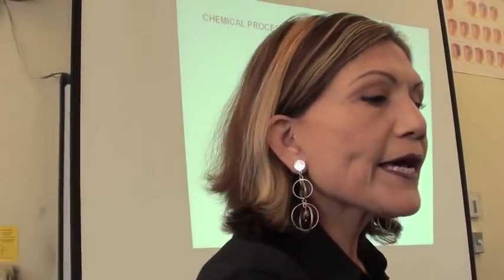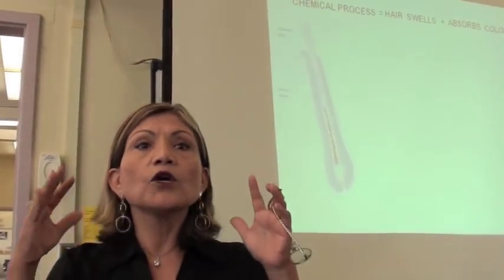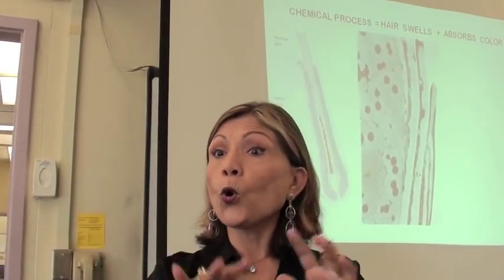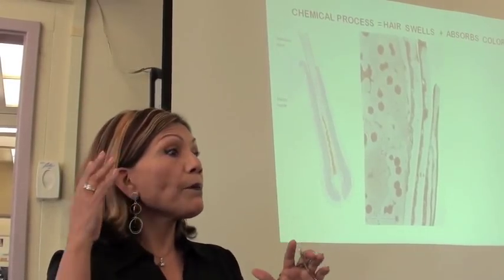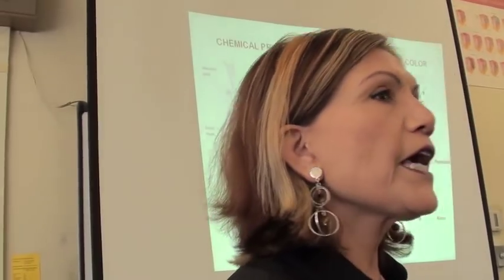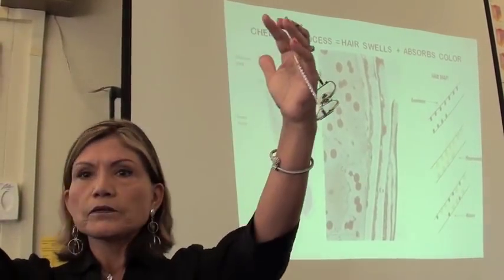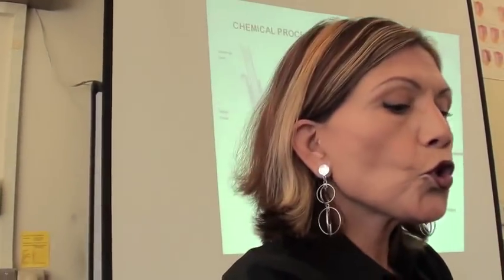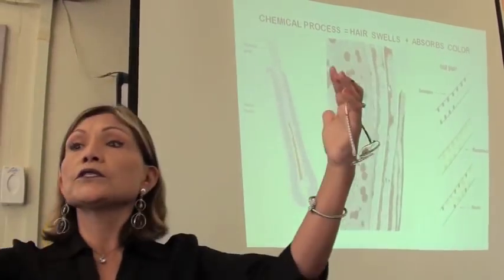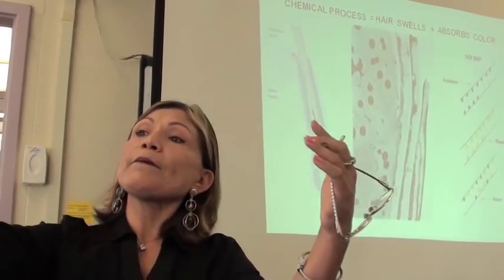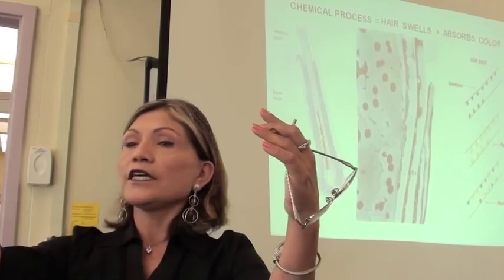When we apply a chemical on the hair, we destroy the proteins, we destroy all the goodies, the oils on the hair. So when we apply the chemical on the hair, the first thing that's going to happen is that the hair is going to expand. When the hair expands, it destroys all the goodies on the hair, but that is so the chemicals can get inside the cuticles.